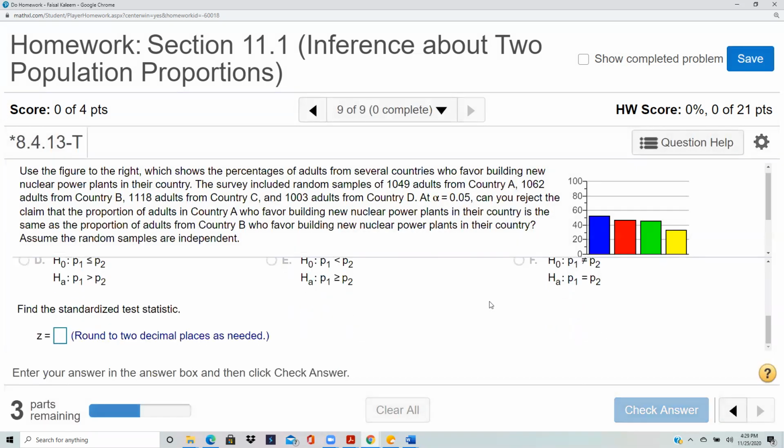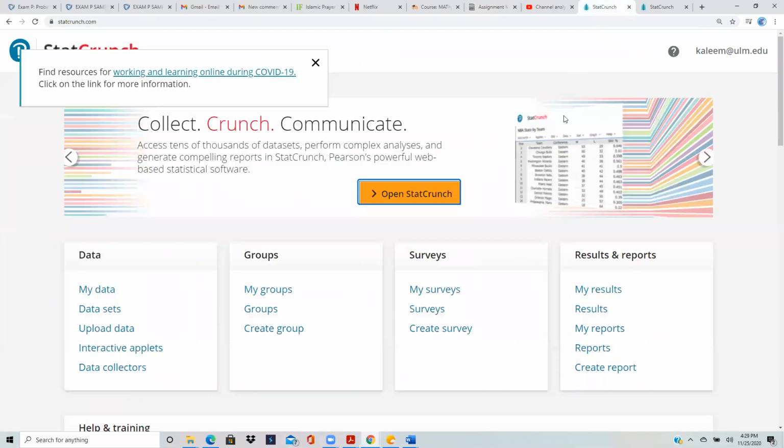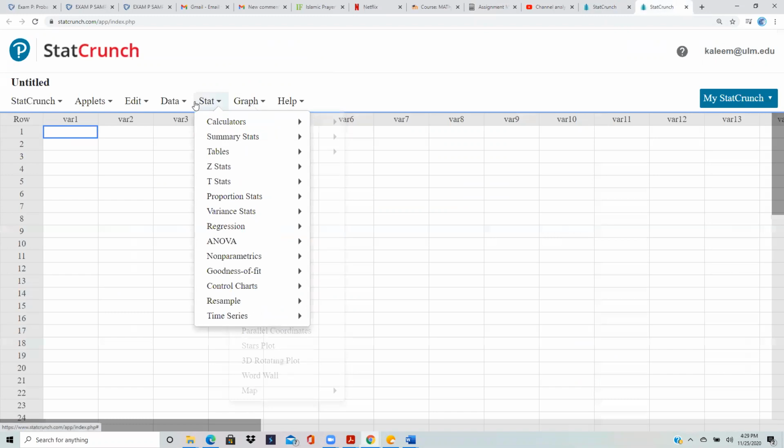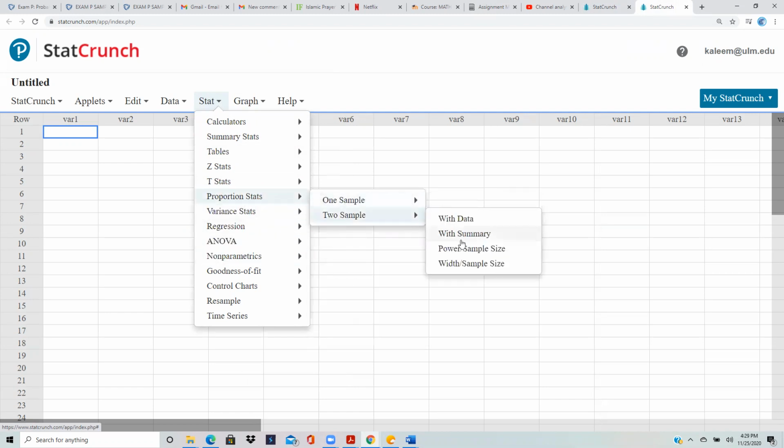Okay, find the standardized test statistic. So it's proportions, these little p's. So we do proportion stats, two samples with summary.